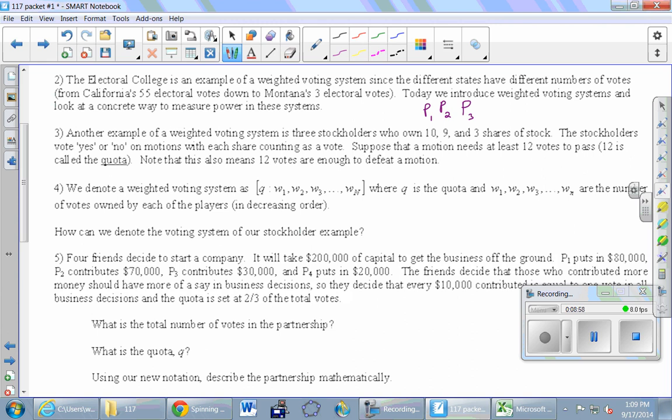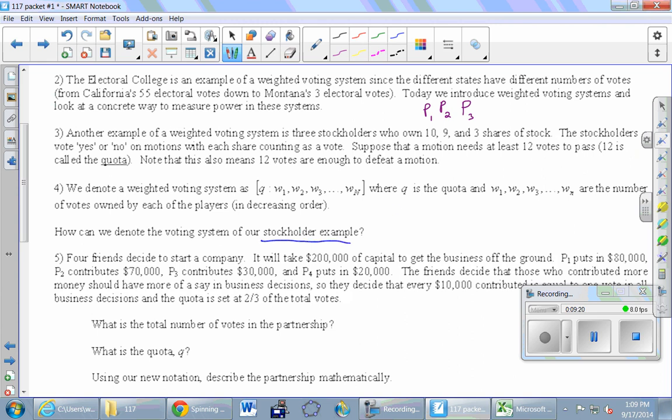So we're going to get into the nitty-gritty of that in a moment. But number 4, I'll read. We denote a weighted voting system as, and then there's some notation here. Q is the quota, and then the W1 up to WN are the number of votes owned by each of the players in decreasing order. The notation will become much easier when we actually have a specific example in front of us.